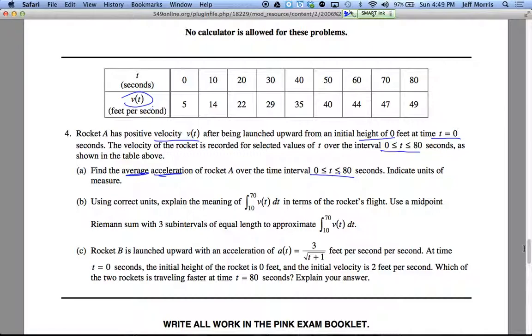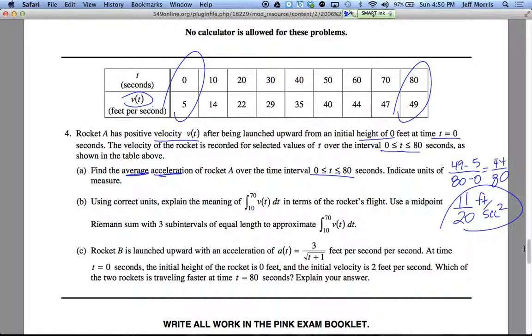So you take 2 points. 0, 5, and 80, 49. Find the slope. So it's going to be 49 minus 5 over 80 minus 0. That's going to be 44 over 80, which is 11 20ths. What would the units be? Feet per second squared. There are units on this problem. On velocity and particle motion problems, there are going to be unit points, and if you miss the units in one place, you're going to miss them. All right, use correct units.